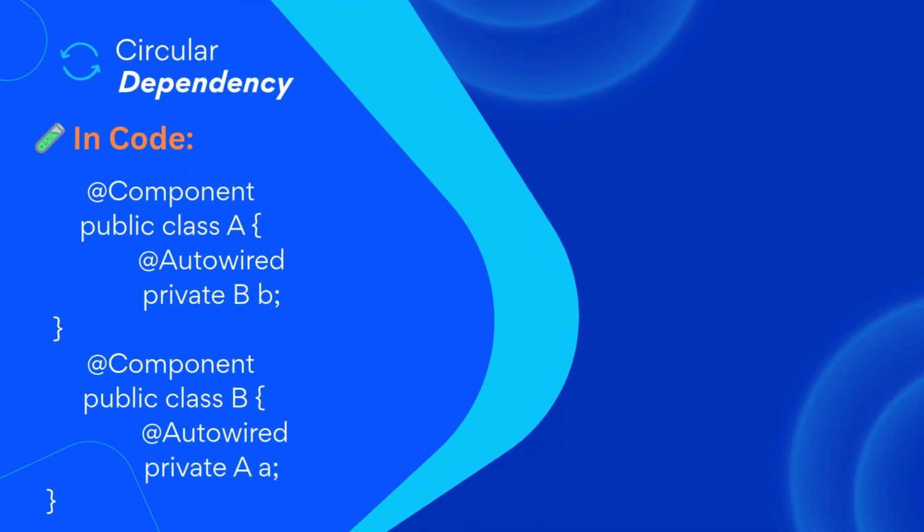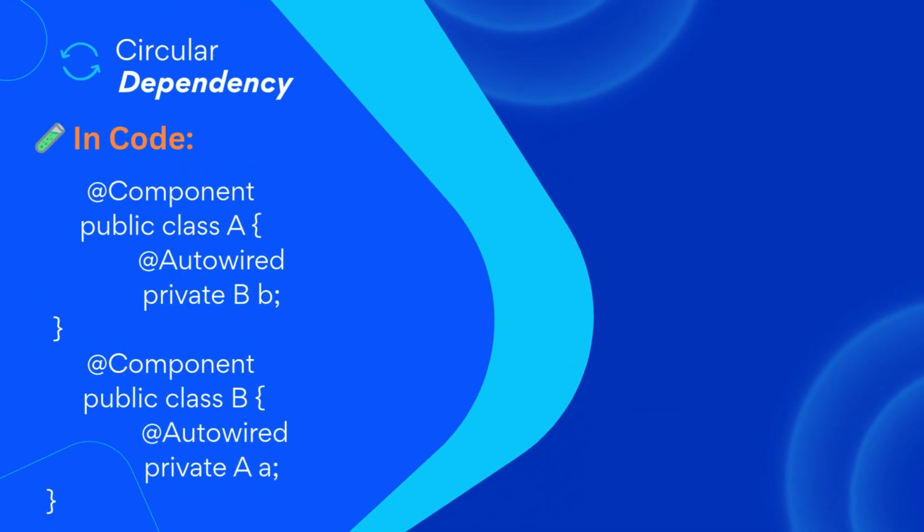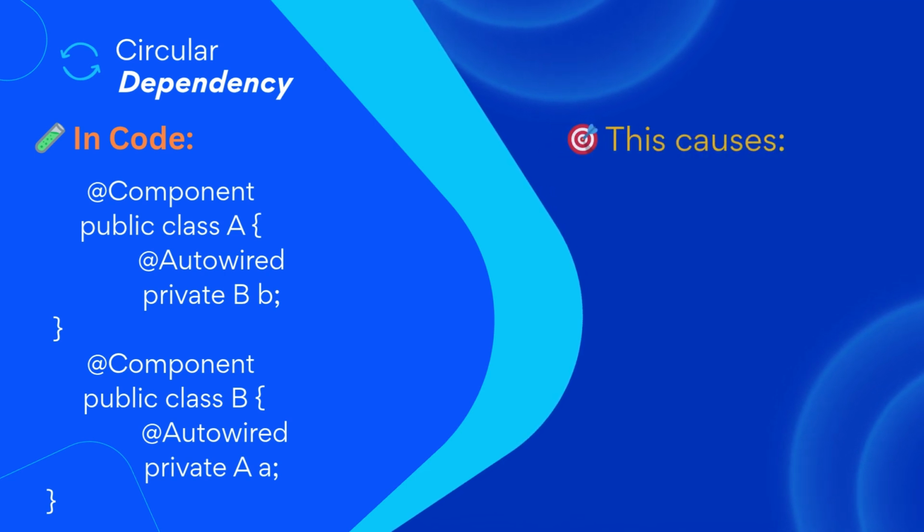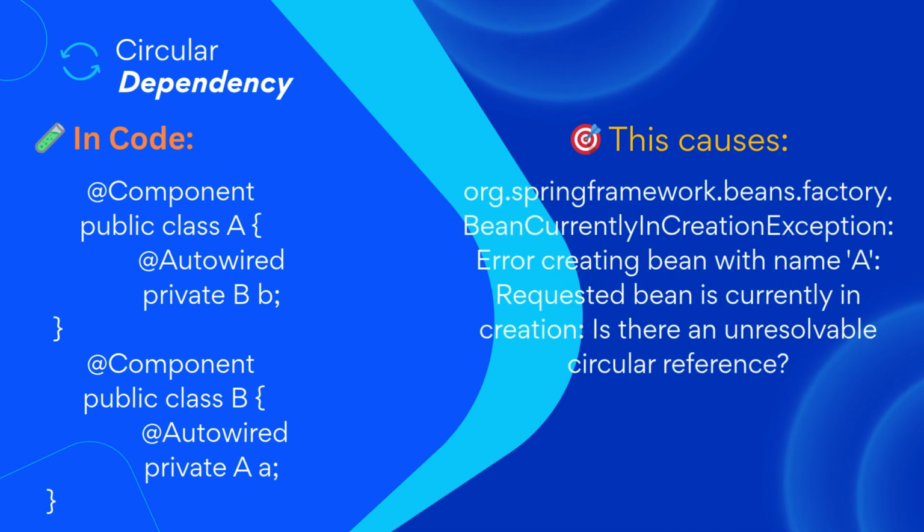Here we can see sample code and the error due to it. When Spring tries to create this bean at startup, it does not know where to begin. It starts creating class A, but then sees it needs class B. So it starts class B, which in turn needs class A again, and so on. Since Spring cannot complete the dependency chain, it gives up and throws a BeanCurrentlyInCreationException. This is Spring's way of telling you, hey, I cannot finish creating this bean because it is stuck waiting on itself.